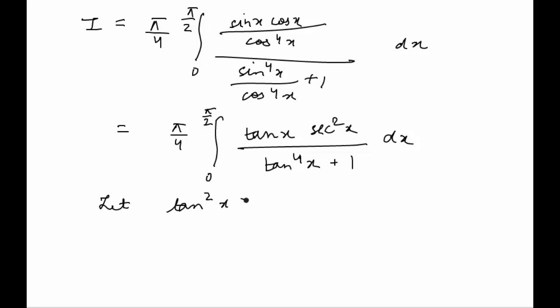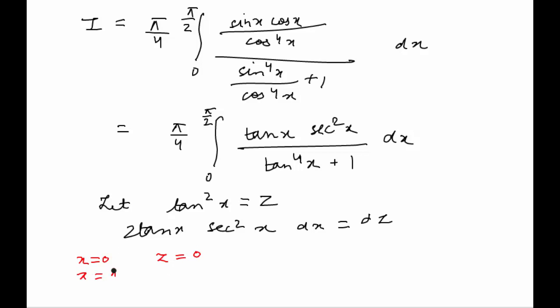Since we have a lot of things in tan now, let tan square x equal z. So 2 tan x sec square x dx will be equal to dz. So we see the limits also. When x was equal to 0, tan square x will be 0 and hence z will be 0. When x is equal to pi by 2, z will be equal to tan square pi by 2, which is infinity square or infinity. So now we have our new integration. I is equal to pi by 4 as it is. Limits will be now from 0 to infinity.